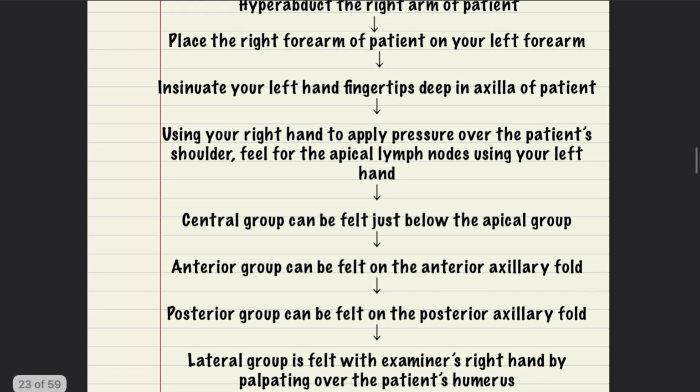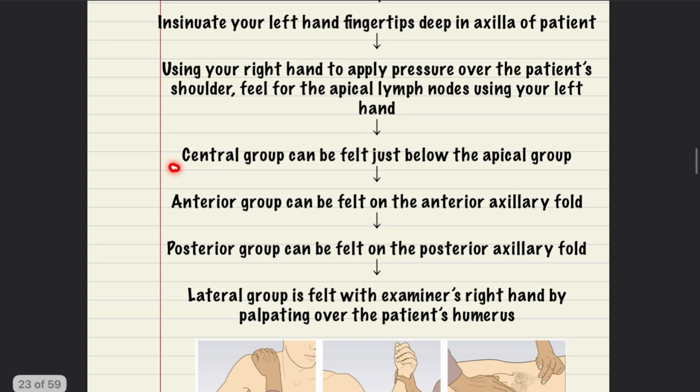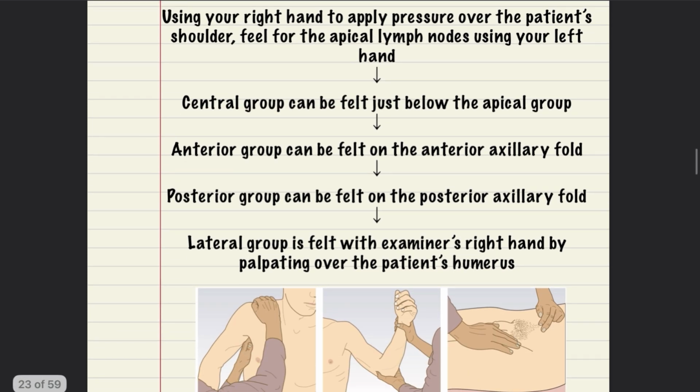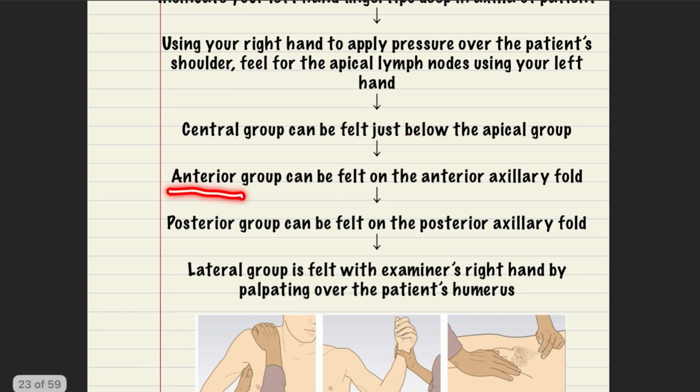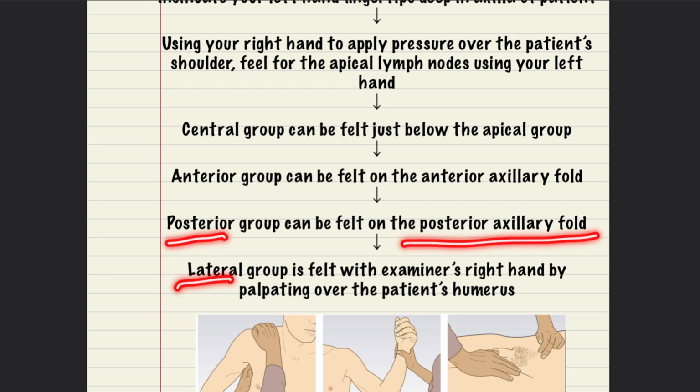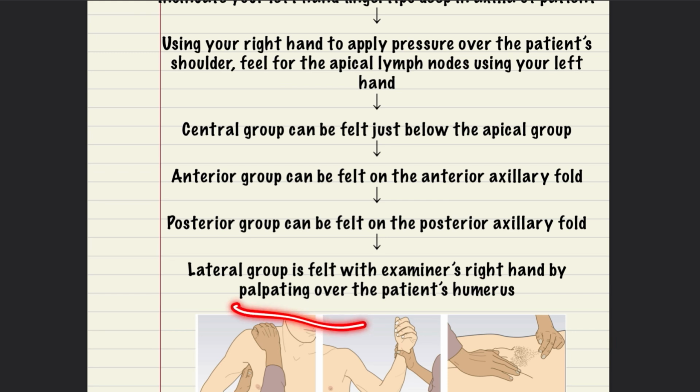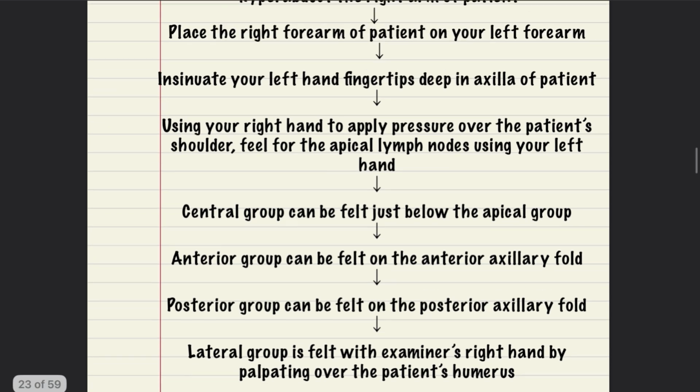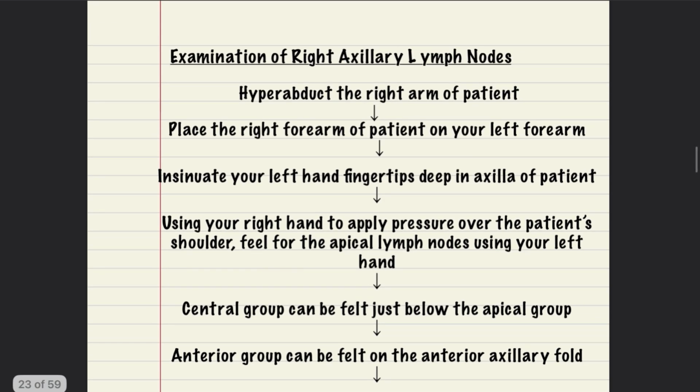Right. After feeling for the apical lymph nodes, you go for the central group of lymph nodes, which is just below the apical group, right? Then the anterior group can also be felt on the anterior axillary fold. Posterior group is felt on the posterior axillary fold, and the lateral group is palpated using your right hand. That is the side you are examining, do it with the same side of the hand by palpating over the patient's humerus. So this is the whole sequence in which you are supposed to examine the axillary lymph nodes.